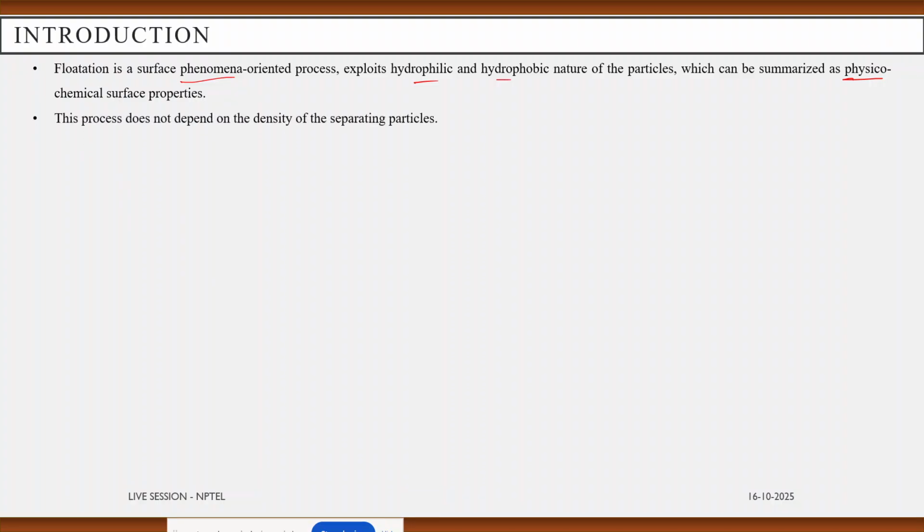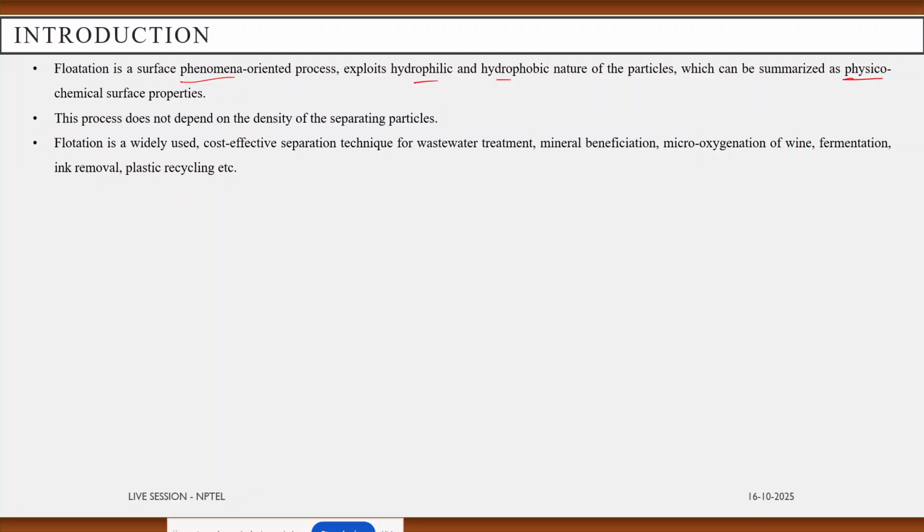Now, this process of flotation doesn't depend on the density or size of the particles in the mixture of particles. It doesn't depend on the size and density. It is mainly oriented with the surface phenomena property.